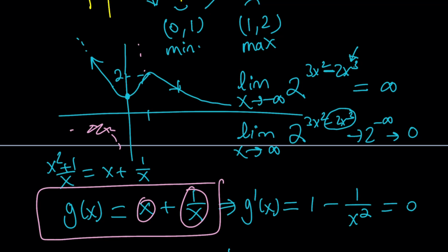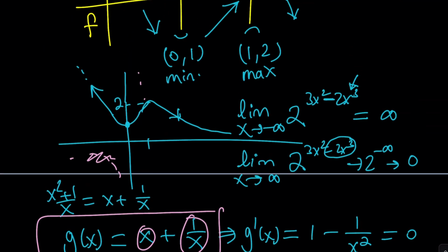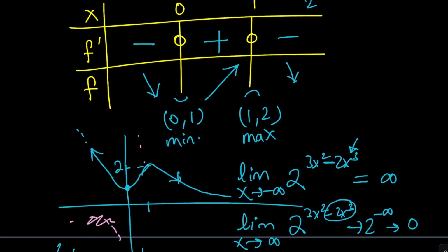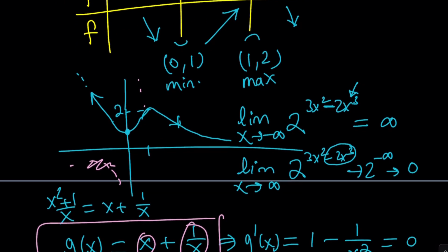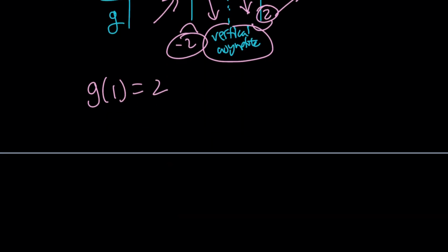Well, when you look at the minimum value at 1, you notice that g of 1 is equal to 2, right? What's that supposed to mean? We also have f of 1 equals 2. That means we have actually a common tangent. You know what that means? It means that there's going to be a single intersection point. Let's write this down. g of 1 is equal to 2, and f of 1 is equal to 2.